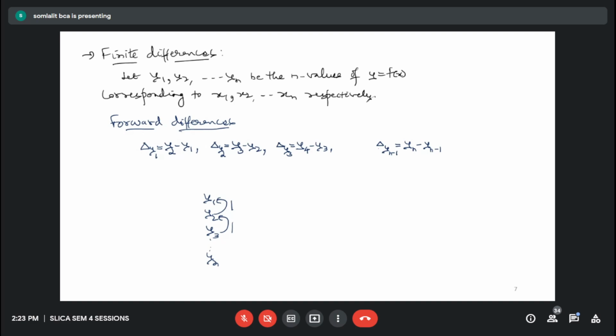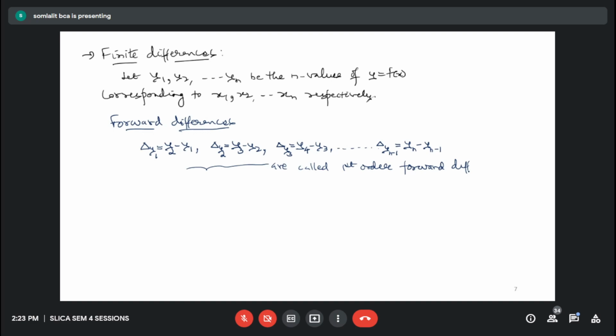Okay. Now, what we'll do? We again continue the same procedure. That's the inductive procedure actually. We again find the differences of these differences. So now, these are called first order forward differences. Now we find again differences of this. So we have this now, delta y1, then delta y2, and so on.